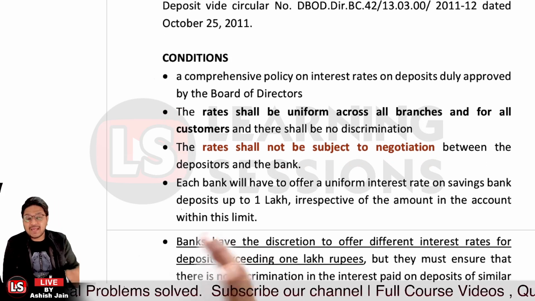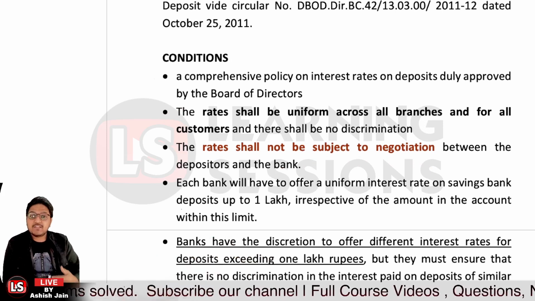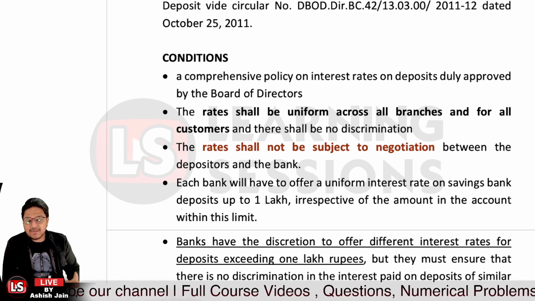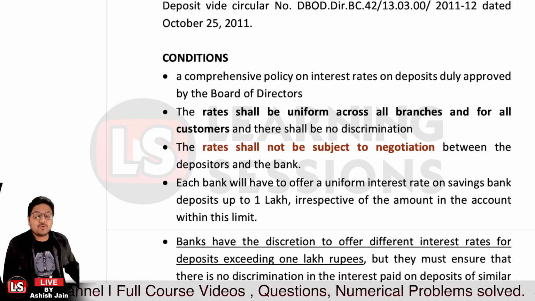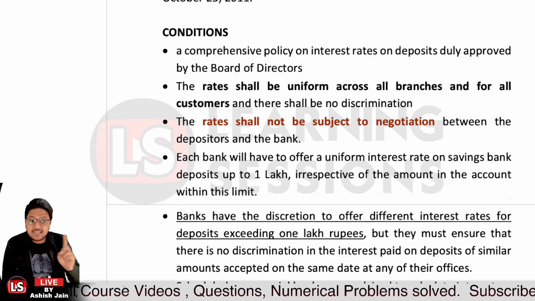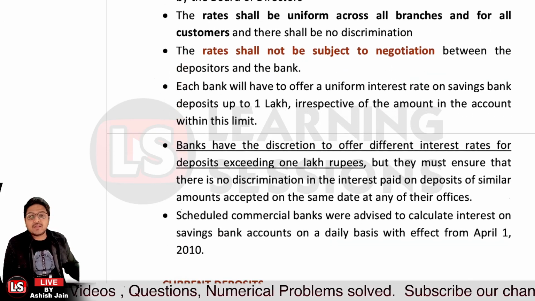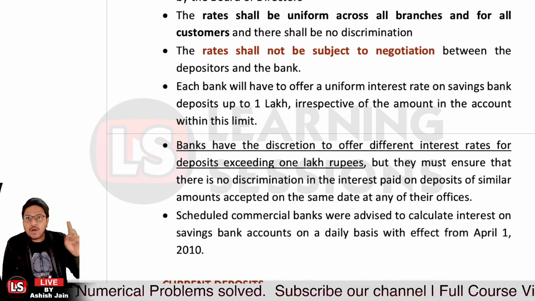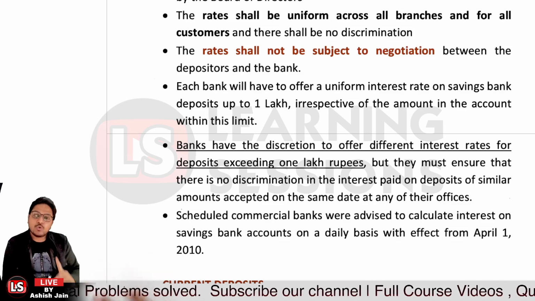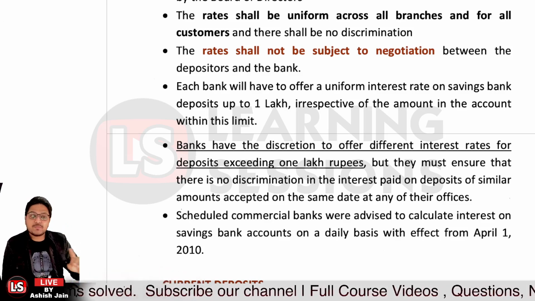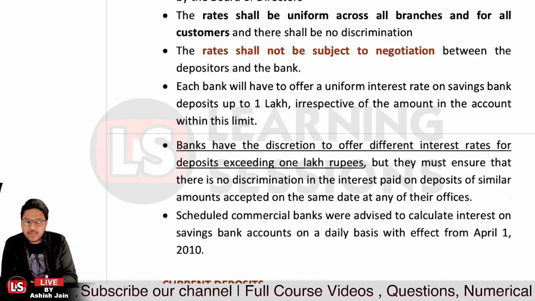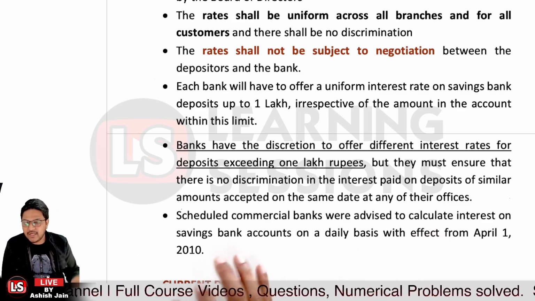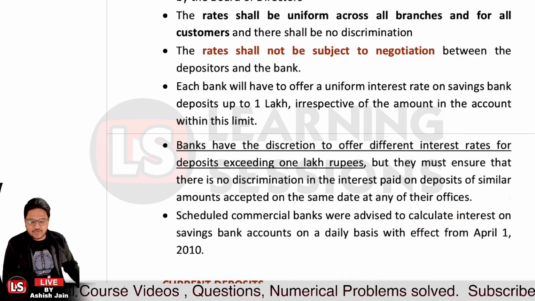In that scenario, the bank may have discretion over what interest rate it offers, but it must ensure there is no discrimination between a person who negotiates and a person who has no help to negotiate the interest. Further, scheduled commercial banks are advised to calculate the interest on savings bank accounts on a daily basis. That was not available before 2010, but from April 1, 2010, the decision was taken that you have to calculate the interest on daily basis in savings accounts, right?